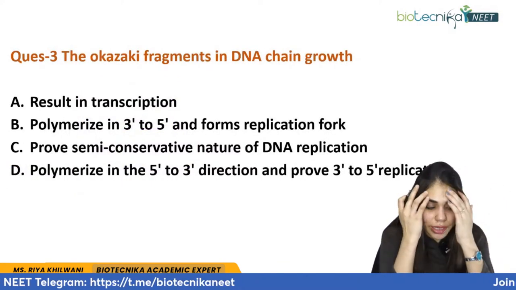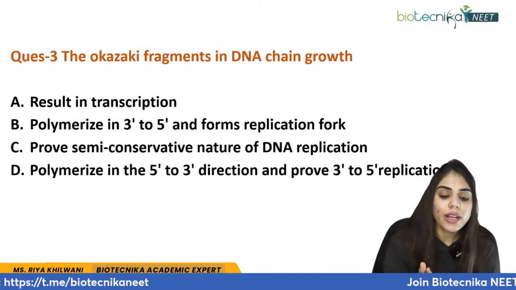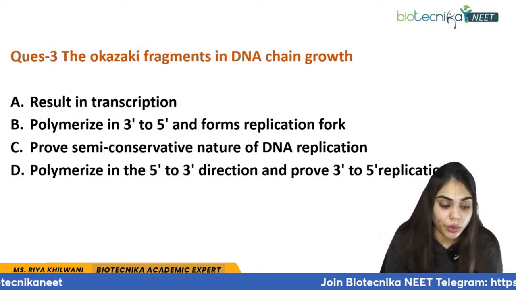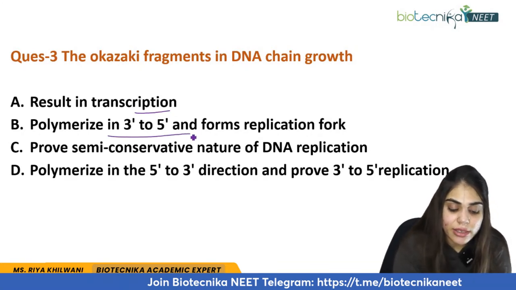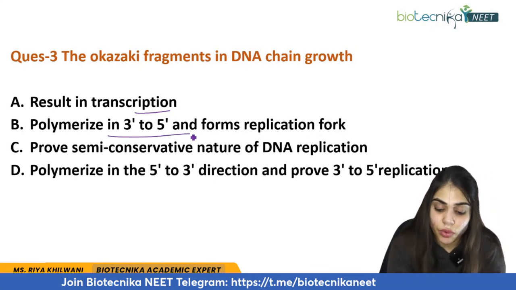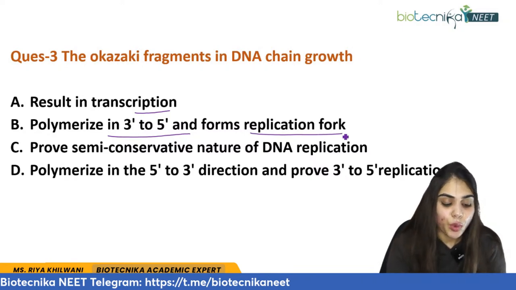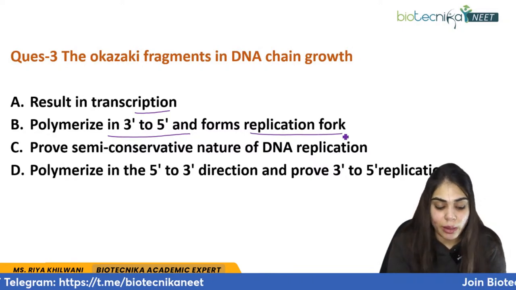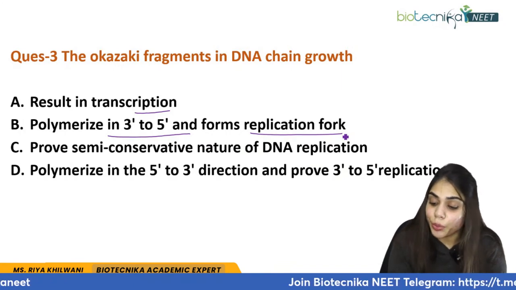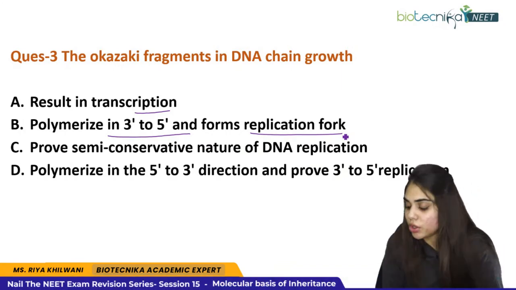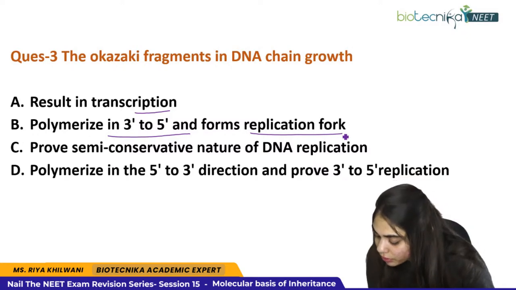The third question that you have on the screen is: the Okazaki fragments in DNA chain growth will result in transcription, that is polymerizing in the 3 to 5 direction and forms the replication fork; prove the semi-conservative nature of DNA replication; or polymerize in the 5 to 3 direction and prove 3 to 5 replication. What is the correct option for this?